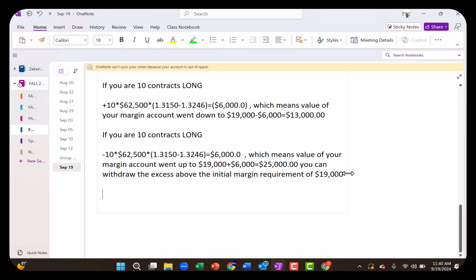On the other hand, if you have too much money, you don't have to keep it there. Just like a margin trading account on Robinhood. I bought something on margin, value of that increased. I can actually withdraw some of the money, which I typically do.